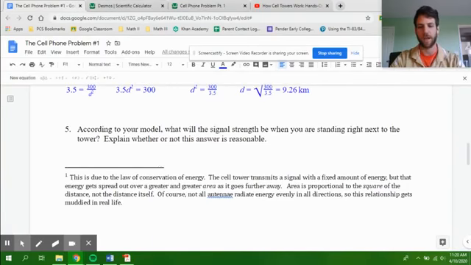And some notes at the bottom here is that a cell tower transmits a signal with a fixed amount of energy, and that energy gets spread out over a greater and greater area as it goes farther away. Area is proportional to the square of the distance, not the distance itself. And in reality, these energies that are going out in all directions are getting muddied by other buildings, by mountains, by other things like that. So we kept our model simple by ignoring some of those extra variables.